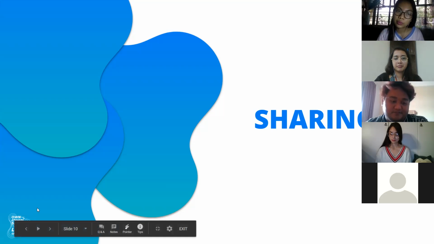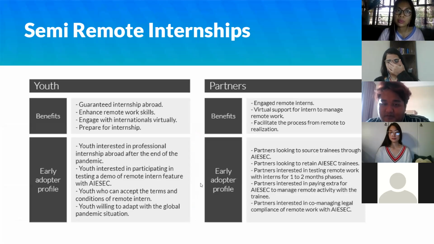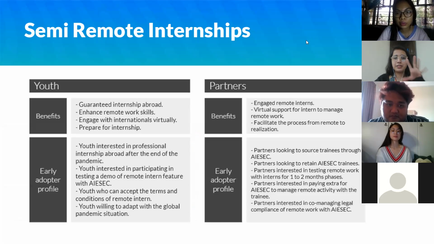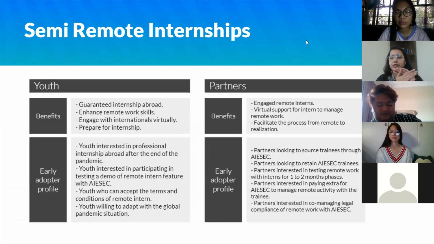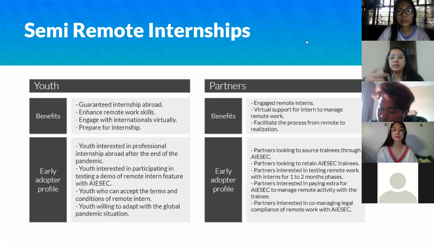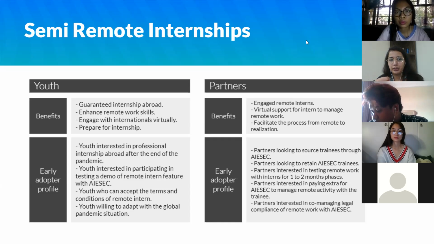So yeah. Perfect. Thank you so much for sharing, everyone. I completely agree about the benefits of semi-remote internships, and that's something we'll end the session with. Generally, there are benefits for the youth, the EPs who will be applying, and benefits for the partners. For youth, there's a greater chance to have that internship because they won't be required to travel. Visa permits won't be an issue. Border restrictions won't be an issue.